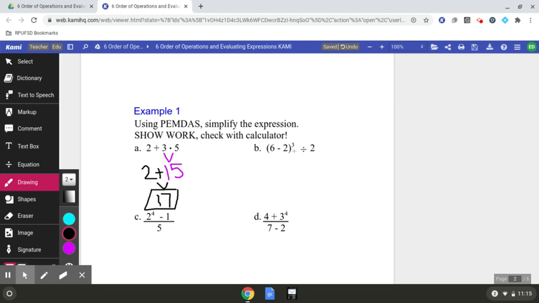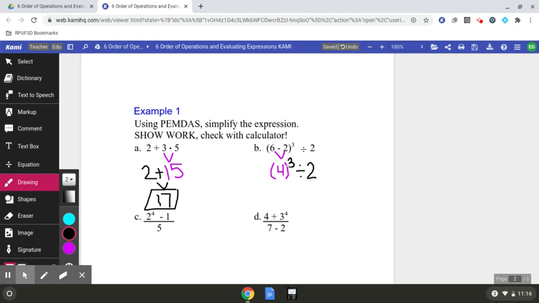Okay, now if we go over to B, we do have parentheses here, which is our first thing that we're going to do. So we are going to do our parentheses first. 6 minus 2 would be 4. Everything else is going to come down. So we have a third, we have division, and we have a 2. So now parentheses are done.